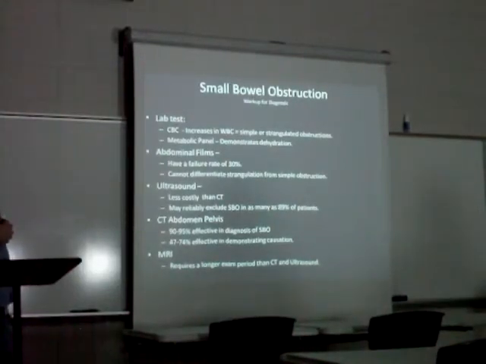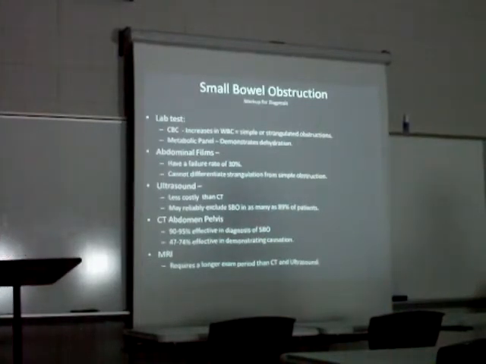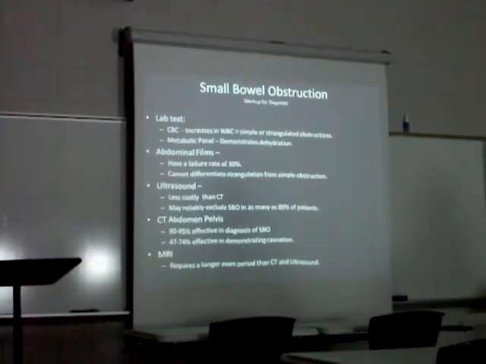It is 90 to 95% effective in the diagnosis of small bowel obstruction, and the good thing about CT is that it's 47 to 74% effective in demonstrating the causation of small bowel obstruction. And we also see that MRI is used, but the bad thing about MRI, once again, is that it requires a longer examination period, which then coupled with the possibility of strangulation can cause more drastic effects, and it's less productive than CT. So that is why we tend to use CT for small bowel obstructions.